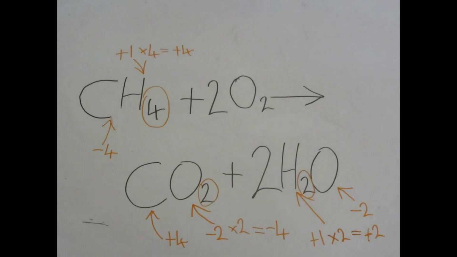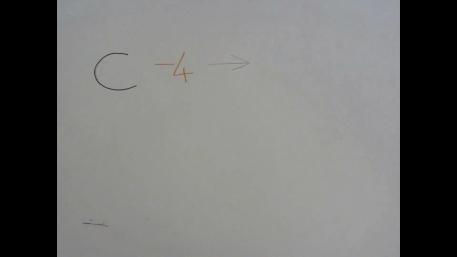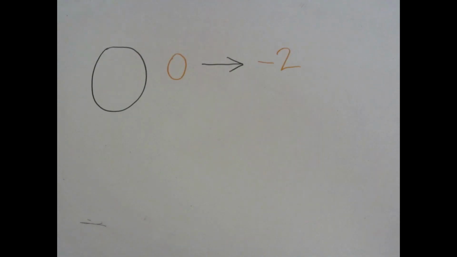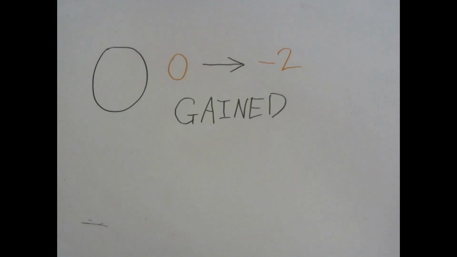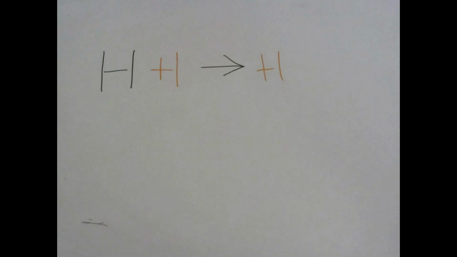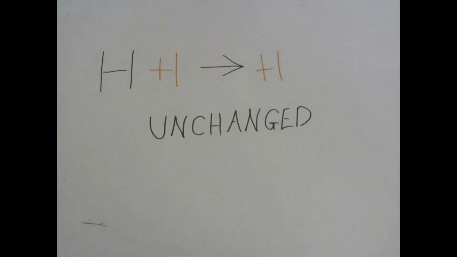That's nice and simple. So carbon has gone from an oxidation number of -4 to +4. It has lost 8 electrons, so it has been oxidized. Oxygen has gone from 0 to -2, so it has gained 2 electrons. It has been reduced. Hydrogen has gone from +1 to +1. It's unchanged. It has neither been reduced nor oxidized. We do have a somewhat tricky example though.